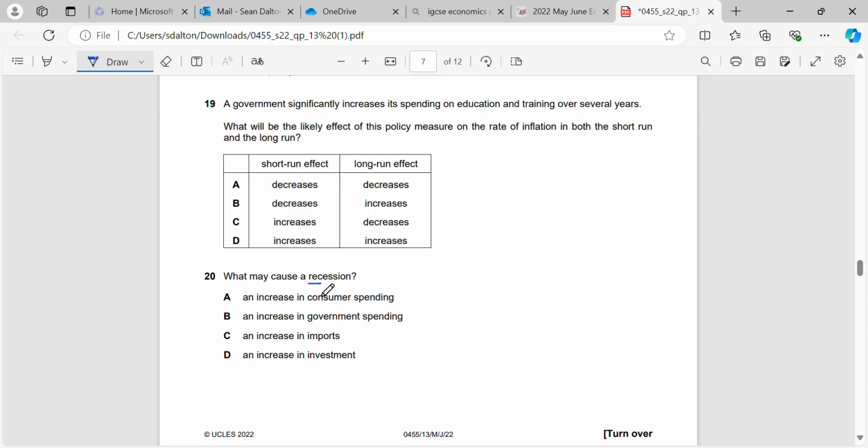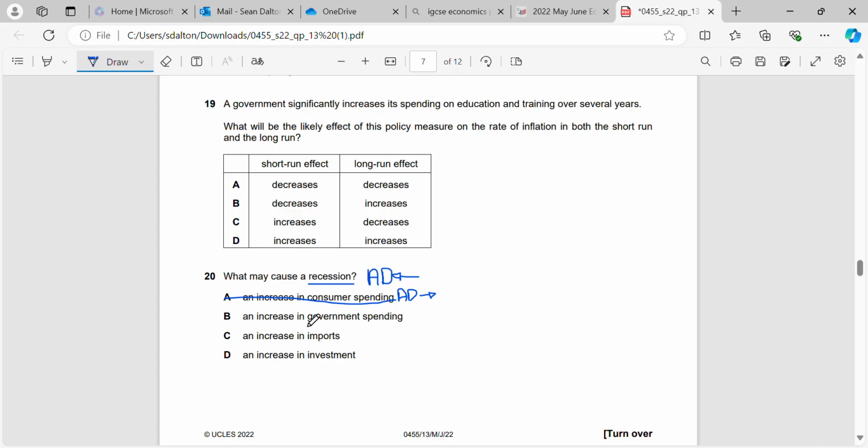Okay, question 20. What might cause a recession? So remember that a recession is a period where real GDP will decrease for 6 months consecutively or more, and a recession could be caused by AD going to the left. So what we need to think about is what's our contractionary fiscal and contractionary monetary policies. So an increase in consumer spending, what's that going to do? That's going to move AD to the right. So that's actually going to fix a recession, not cause one.